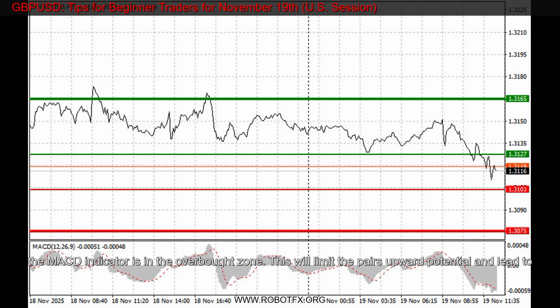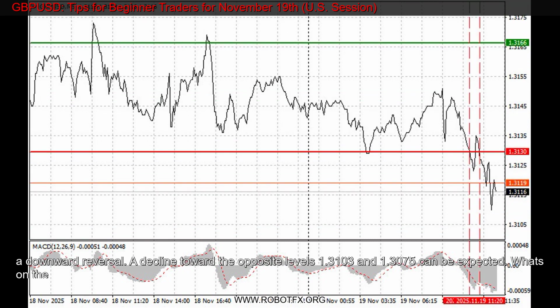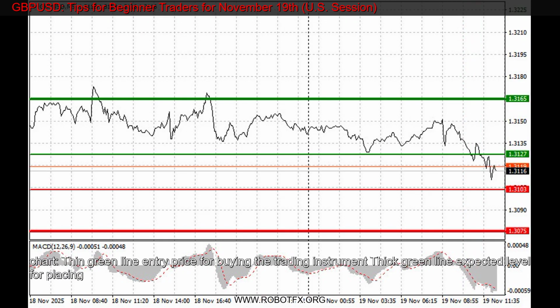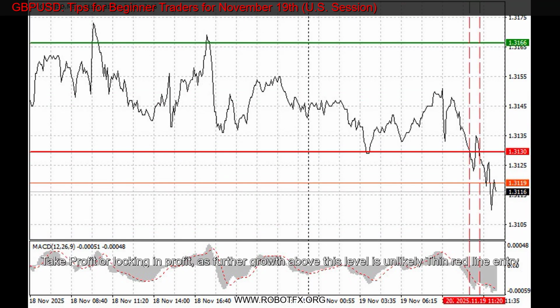Scenario No. 2. I also plan to sell the pound today if the price tests 1.3127 twice in a row while the MACD indicator is in the overbought zone. This will limit the pair's upward potential and lead to a downward reversal. A decline toward the opposite levels 1.3103 and 1.3075 can be expected.